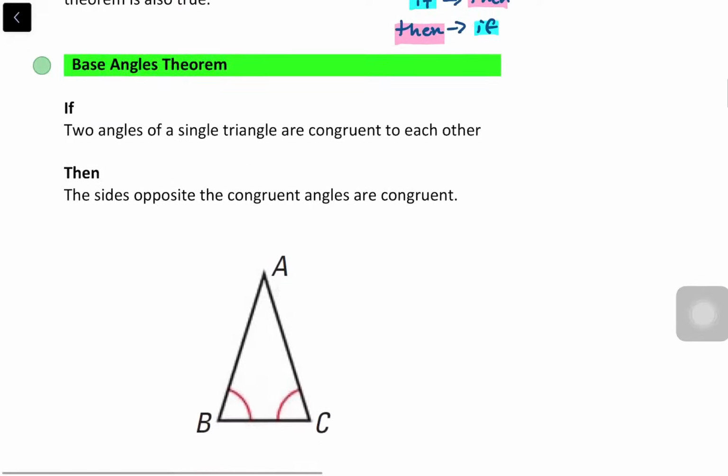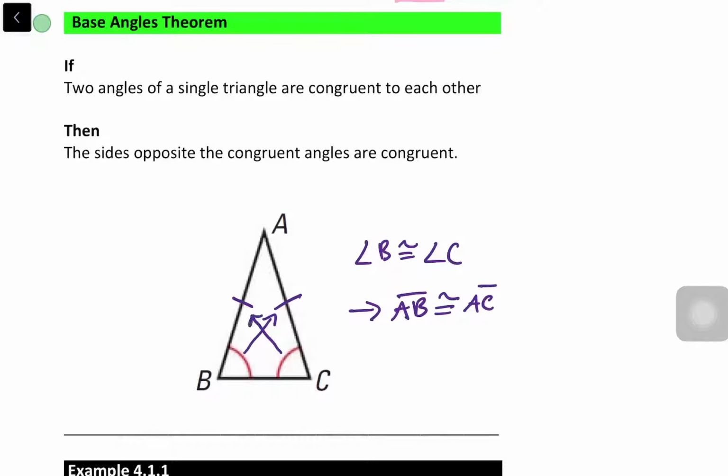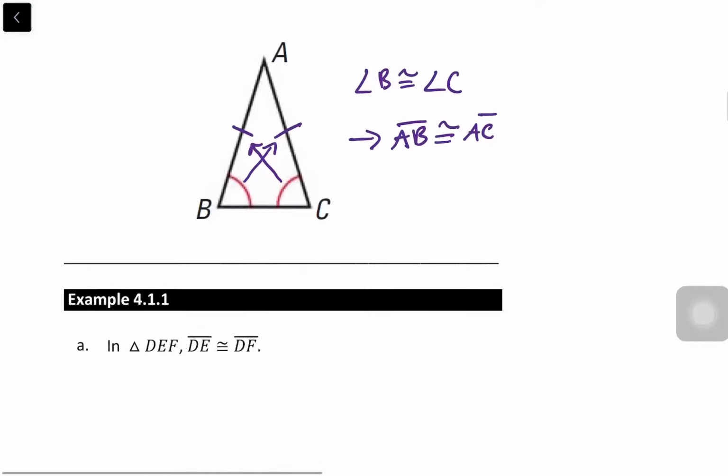So here's the converse of that base angles theorem. If the two base angles, angle B is congruent to angle C, then I know that the sides AB and AC must be congruent because they are across from those congruent base angles. When I say across, you can see the arrows I'm drawing here are across from those angles. The sides are across from those angles.